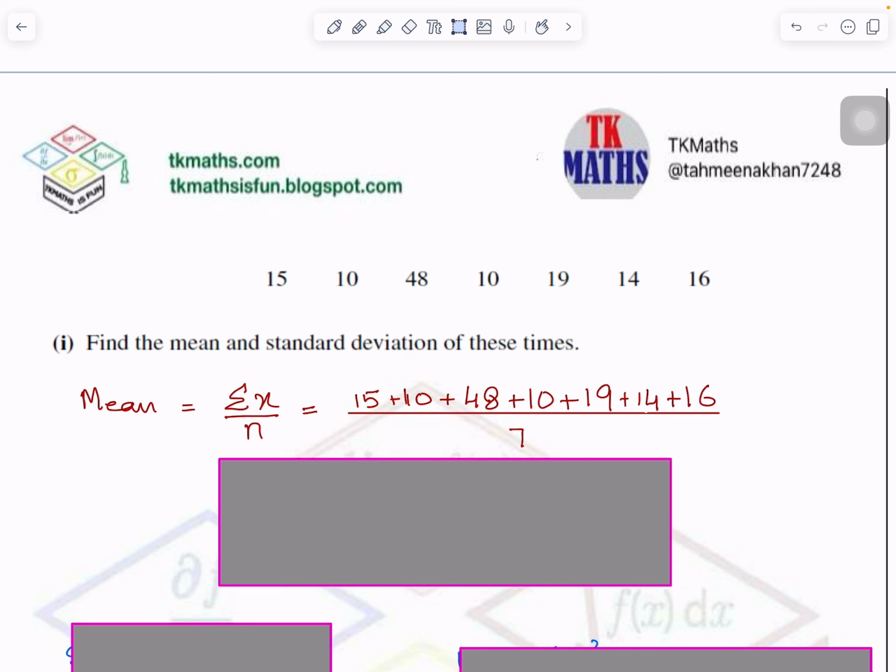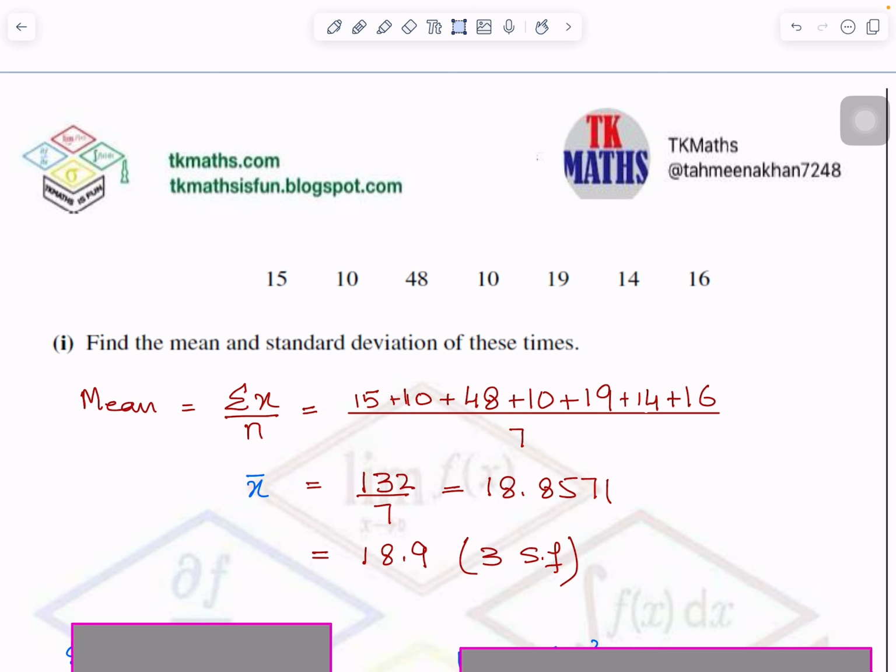To find the mean, the formula is sigma x over n. You will add up all the values and divide by 7. I have done the calculation here for you, so your mean is 18.9.